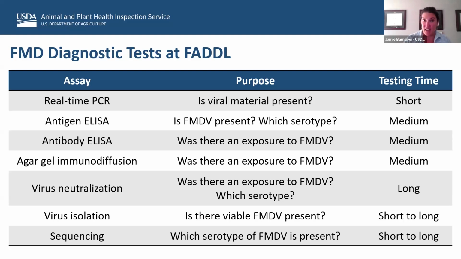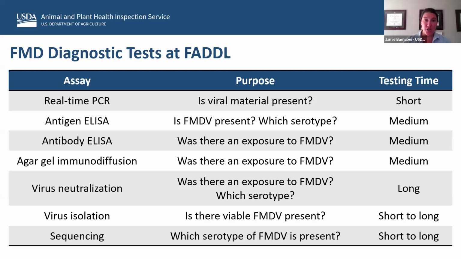Then we have our antibody ELISAs that we talked about earlier in this presentation, which is really asking, was there an exposure to FMD? And by this, we mean, was there an exposure to wild type FMD, not to a vaccine? We also have agar gel immunodiffusion. This is again asking that similar question. Was there exposure to the virus at some point? Virus neutralization is the same. Was there exposure to it? But virus neutralization will also be able to tell us which serotype they were exposed to.